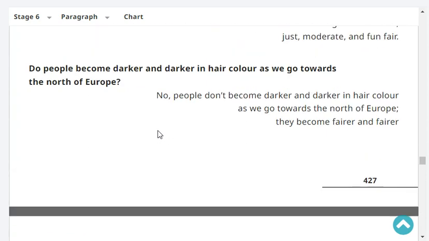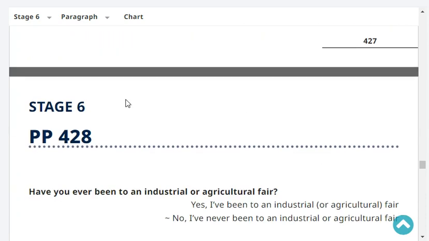Do people become darker and darker in hair color as we go towards the north of Europe? No, people don't become darker and darker in hair color as we go towards the north of Europe. They become fairer and fairer. Very good.